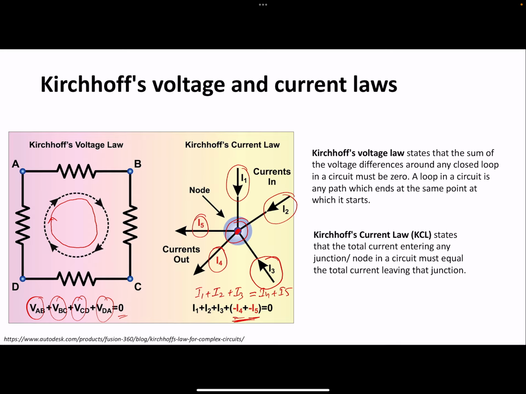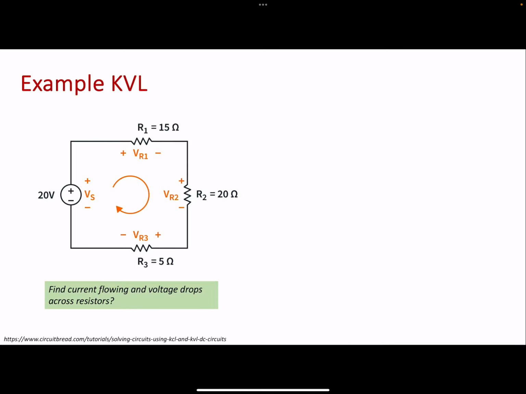Let's do one very quick example of both of them. That will serve as a good reminder of how to solve and use these laws in circuits. Okay, so this is an example for Kirchhoff's voltage law.